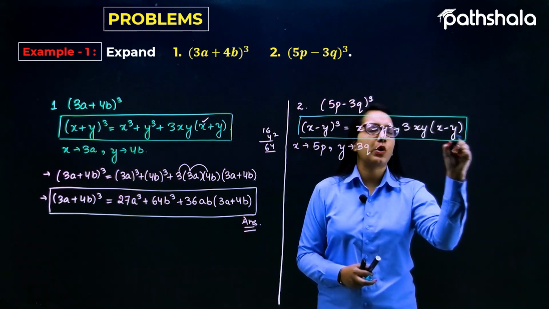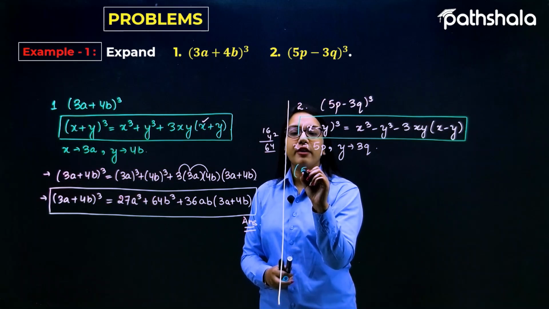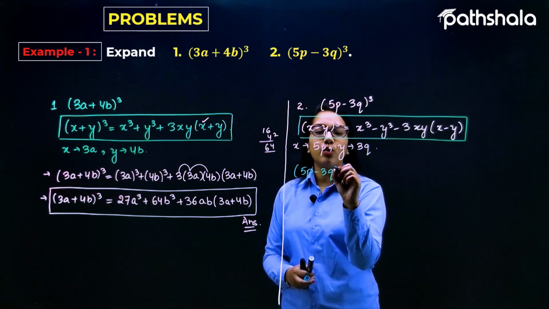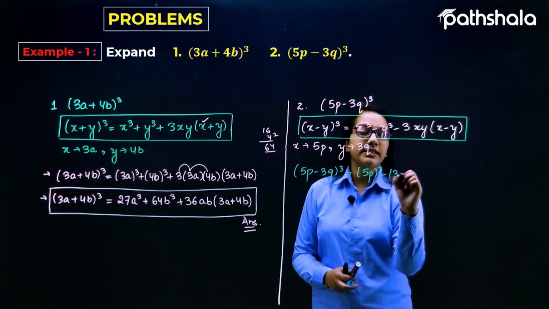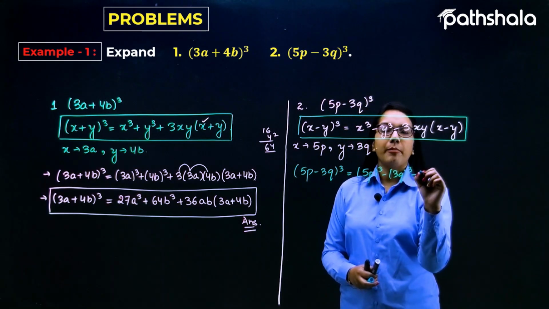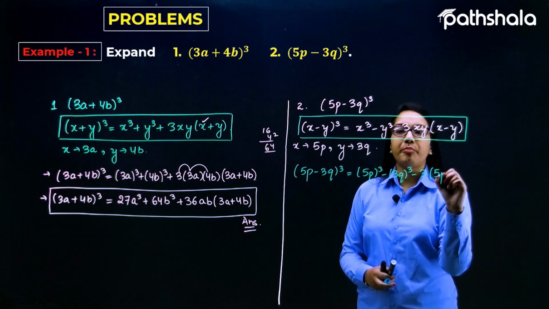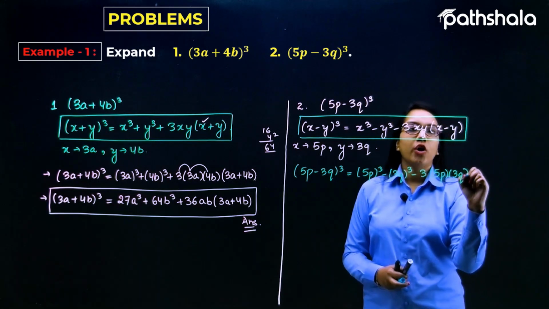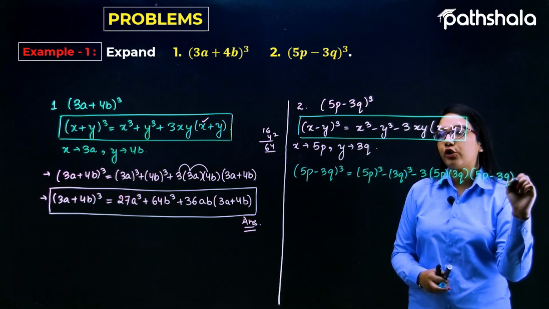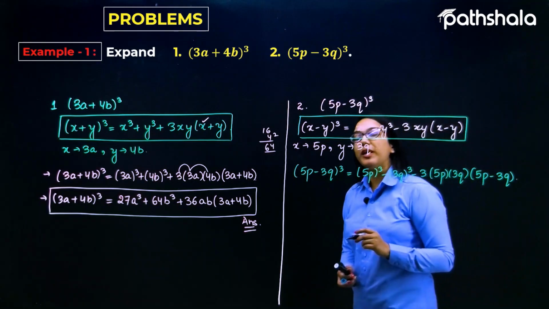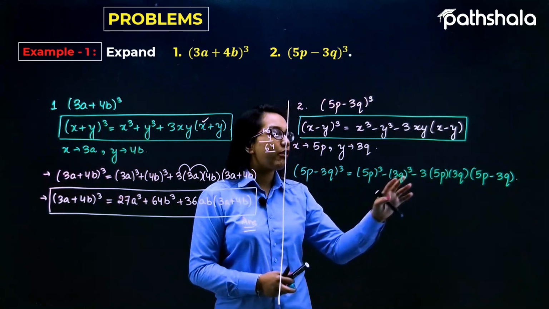Now let's substitute all the values over here. So (5p minus 3q) whole cube is equal to (5p) whole cube minus (3q) whole cube minus 3 times 5p times 3q, further times (5p minus 3q).